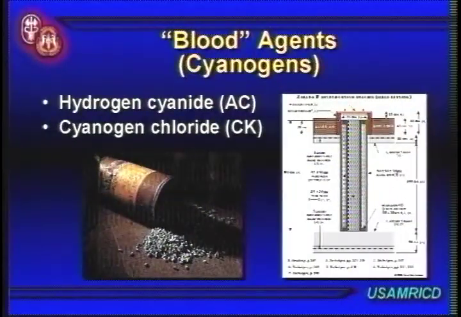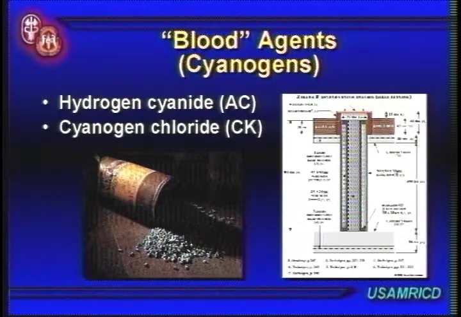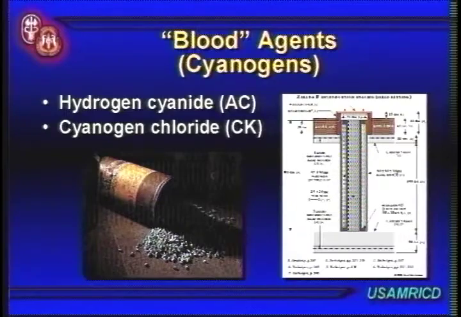So let's see, where are we? Lung, blood, blister, nerve. We've covered the lung agents. Let's talk about the blood agents for a minute. To call an agent a blood agent somehow, at least to me, implies that it must do its dirty work in the blood. That's actually not the case for hydrogen cyanide and cyanogen chloride, the two classical blood agents.